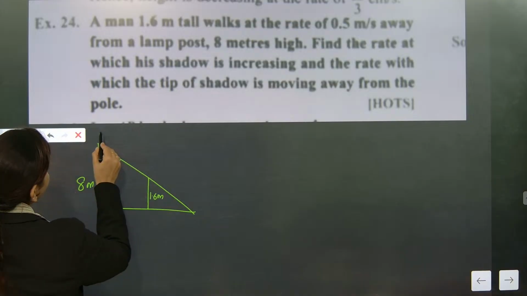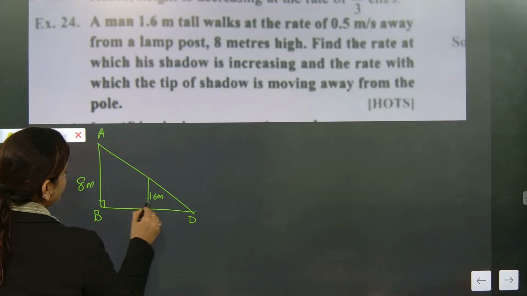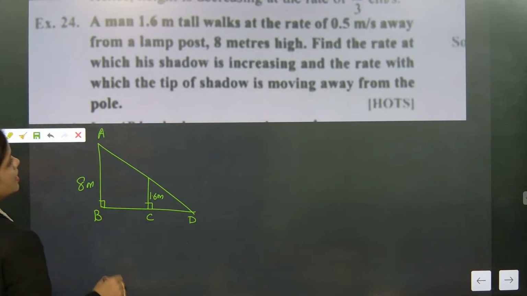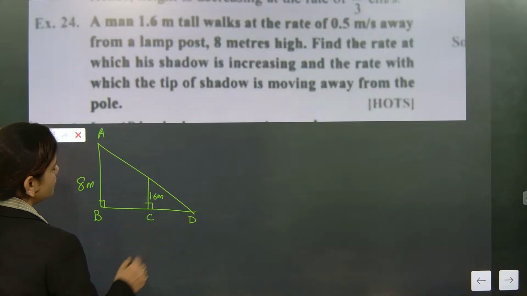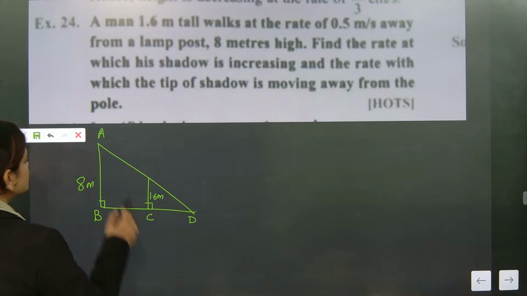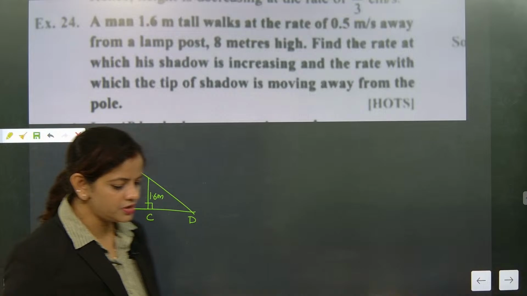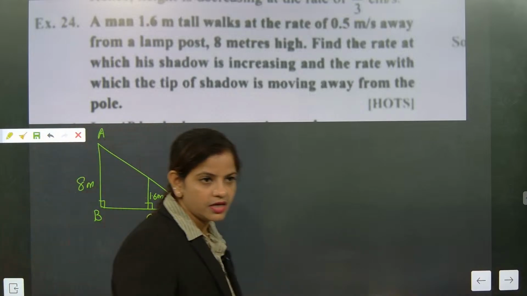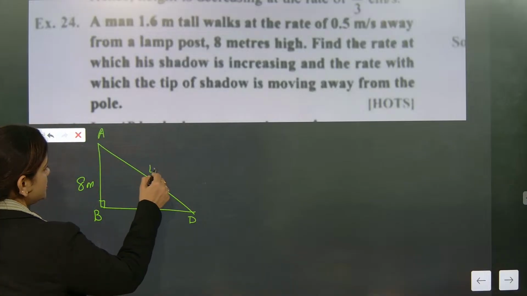Got it? So we'll write here A, B, C, D. This is perpendicular. Okay. Find the rate at which the tip of the shadow is moving away from the pole. So 100% this rate of change they are asking. Correct now? So first we have to create a relation. First we need to understand that they have given the heights, correct? And this is perpendicular and this is perpendicular. Can I write it as E?